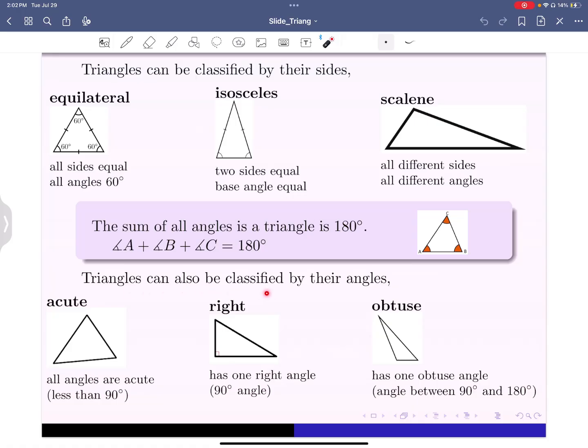Triangles can also be classified by their angles. We have acute, which means all angles must be acute. We have a right triangle, which has one right angle. A right angle is 90 degrees. And an obtuse triangle has one obtuse angle, which means the angle is between 90 and 180 degrees. It cannot be more than 180 because all three angles must add up to 180.